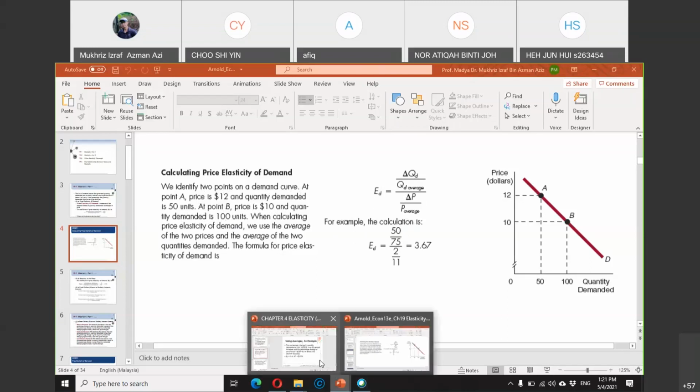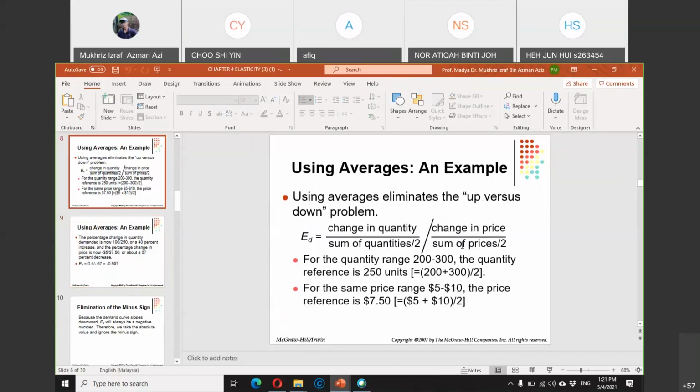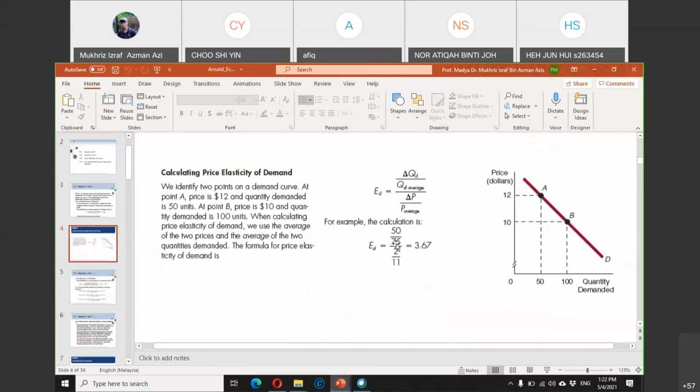If you look at this slide here, you will get another similar example in the second slide in your OL, where you find how to calculate the average. But since we are using this slide first, how do you get 75? 50 plus 100 divided by 2. The same thing as 2 and 11. 2 is basically 12 minus 10, and how do you get 11? 12 plus 10 divided by 2. So 22 divided by 2, you get 11. You solve for it, you should get 3.67.